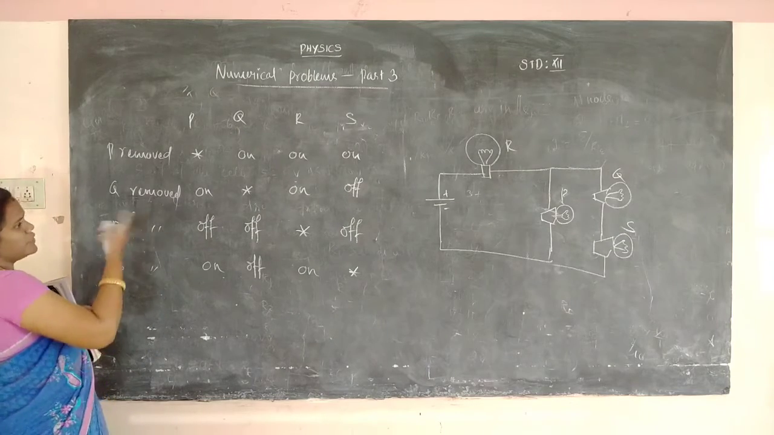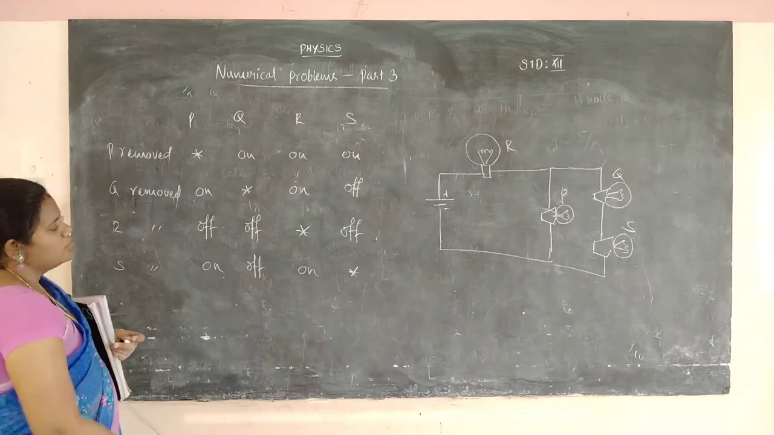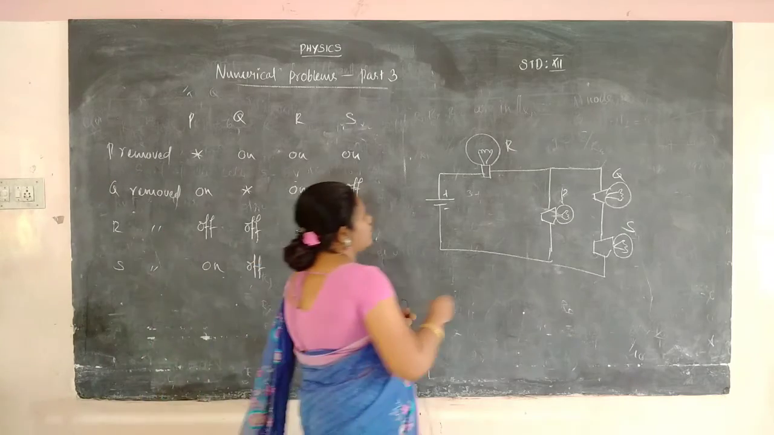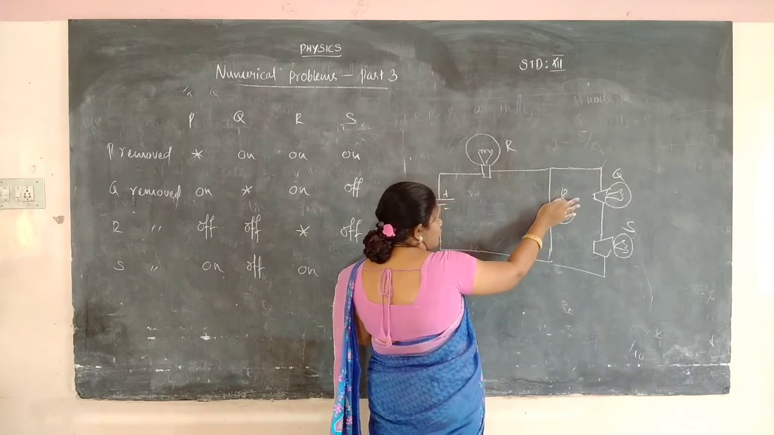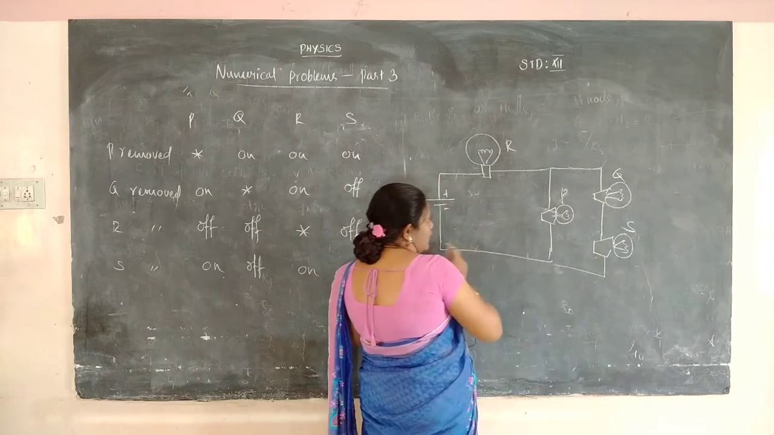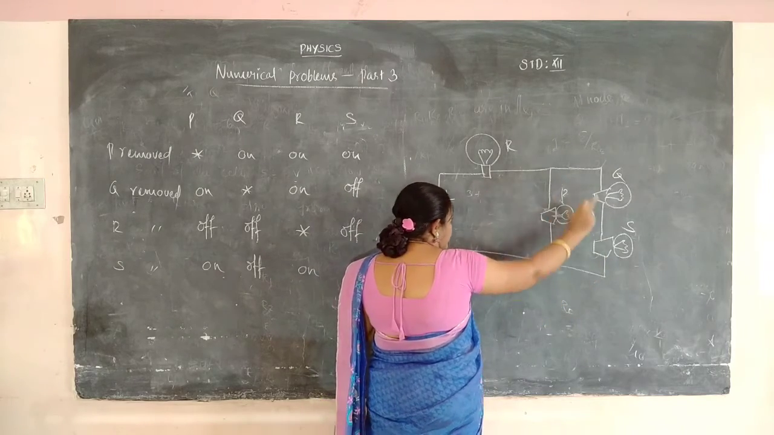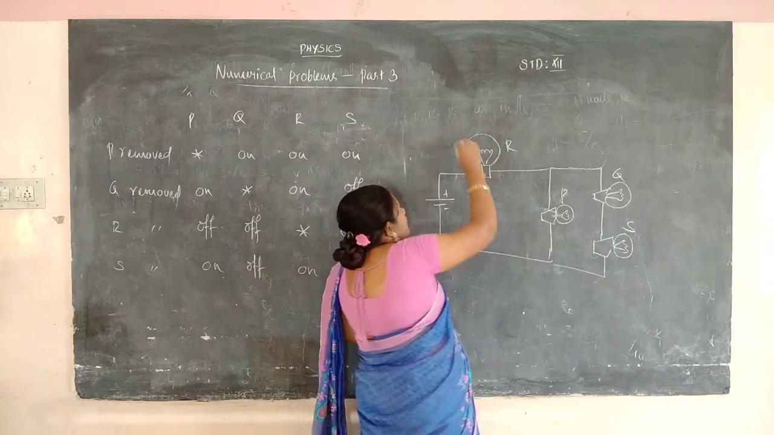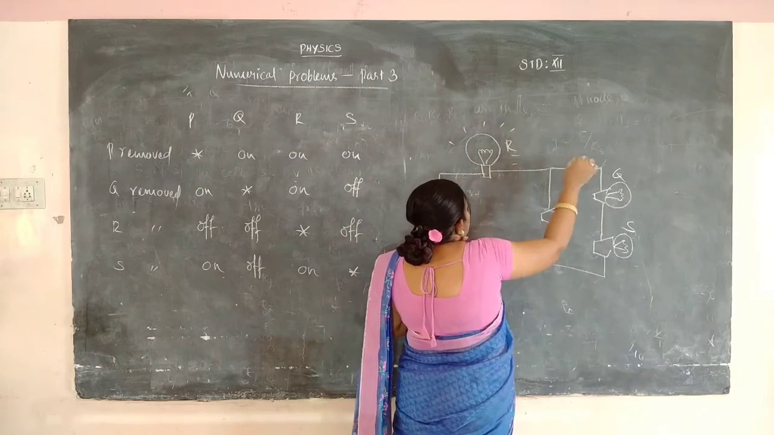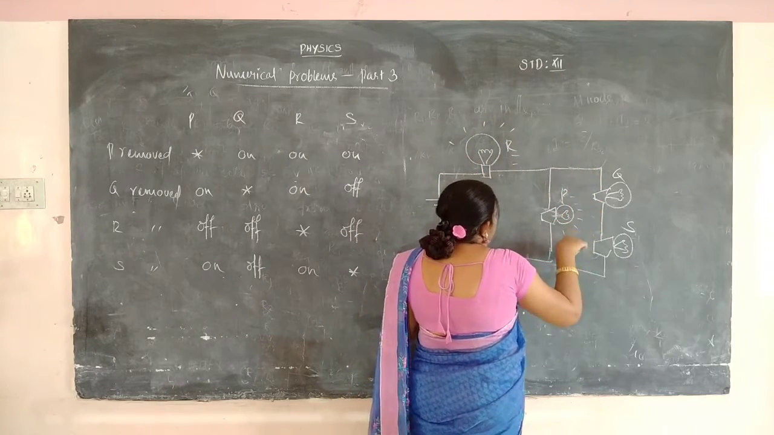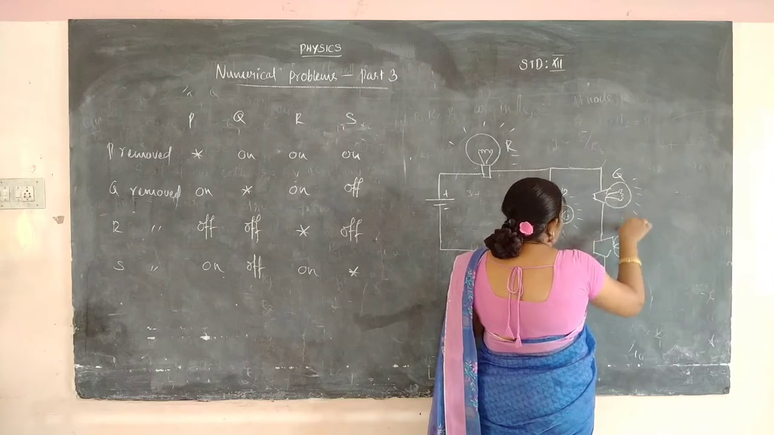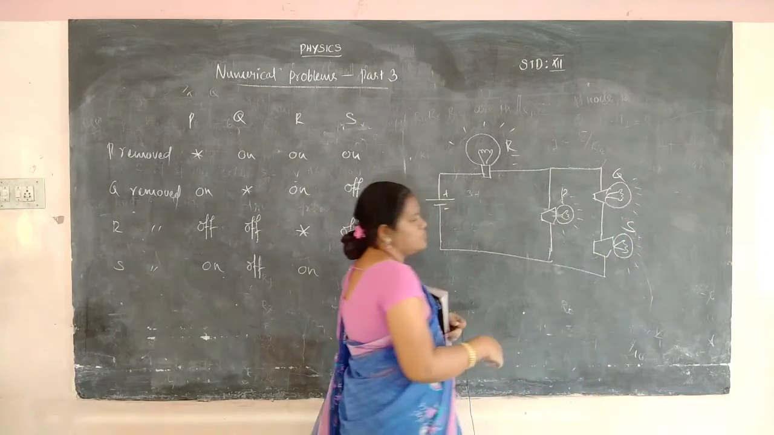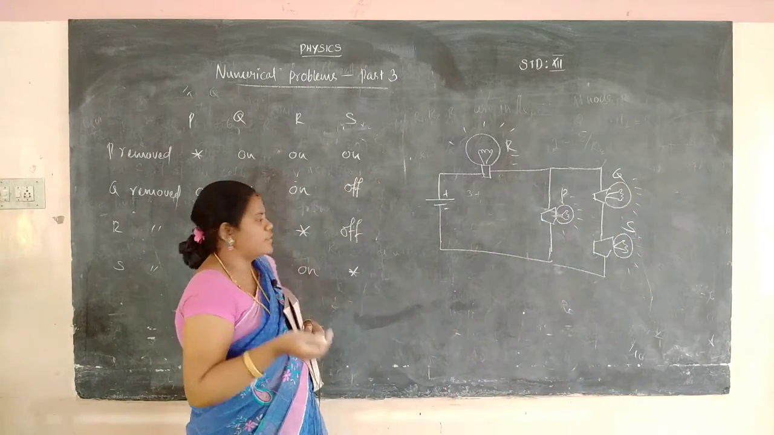First condition is P is removed. இந்த இடத்துல நீங்க P remove பண்ணிட்டீங்க. Okay, P is removed. இது remove பண்றதுனால இங்க அப்படியே full circuit flow ஆயிட்டு தான் இருக்கும். So the current will be flowing the all the bulbs and all the bulbs will be glowing, because this current will be flowing in all the circuits.